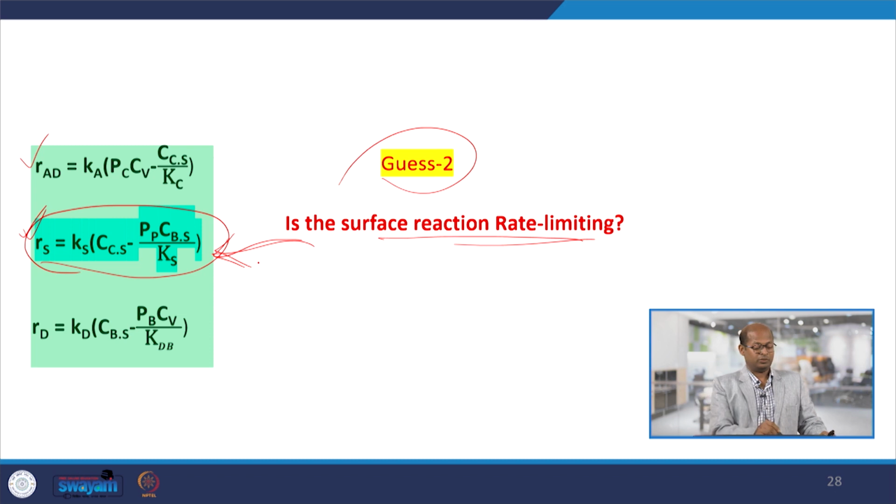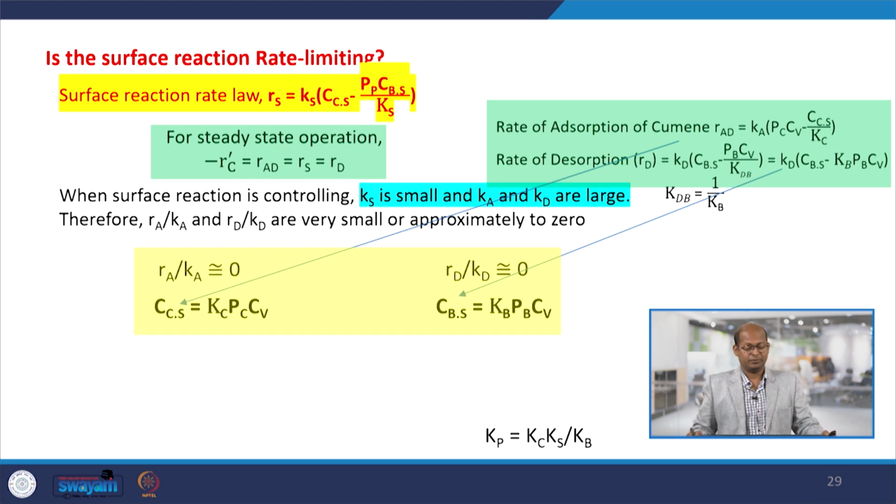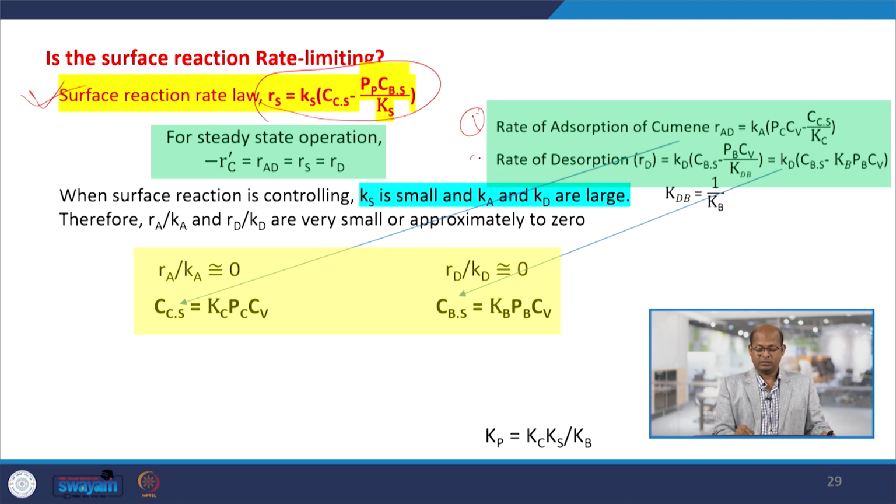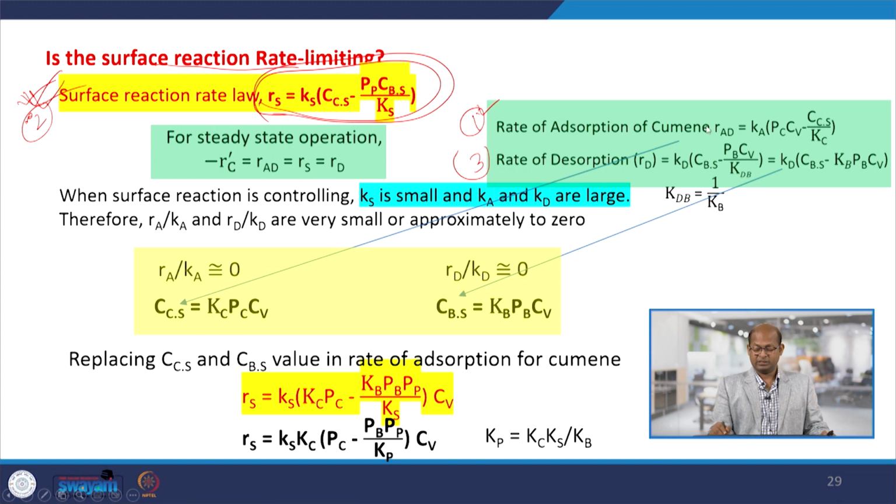Neither of these is the rate limiting step. This one is the surface reaction, step 2 is the rate limiting step. Based on that, the surface reaction rate is this, and the adjacent reactions: this is 1, this is 3, and this is reaction 2. So, reaction 2, the surface reaction, is the rate limiting step. Keeping aside this reaction, the other two reactions are the adsorption and desorption rates.